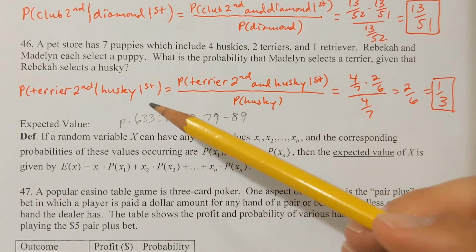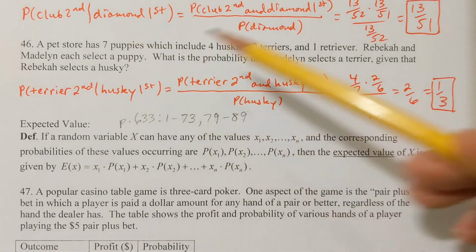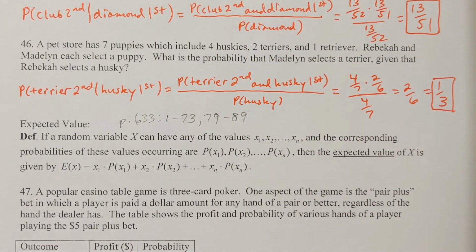If I was told that there's 7 puppies at the store, and somebody's already selected a husky, well, there's not 7 puppies now. There's only 6, and I want to select a terrier. There's 2 terriers, 2 over 6, reduce that, 1/3 is the answer.